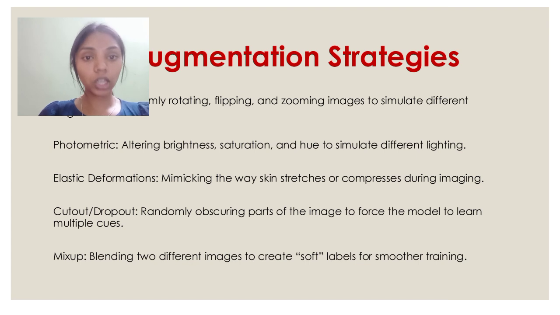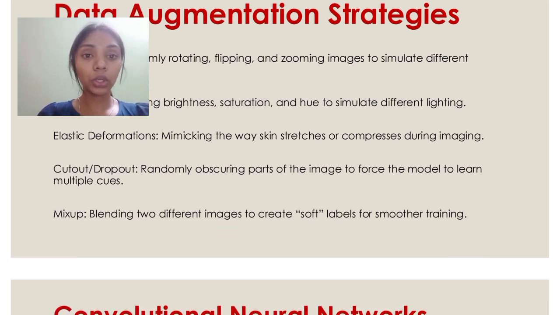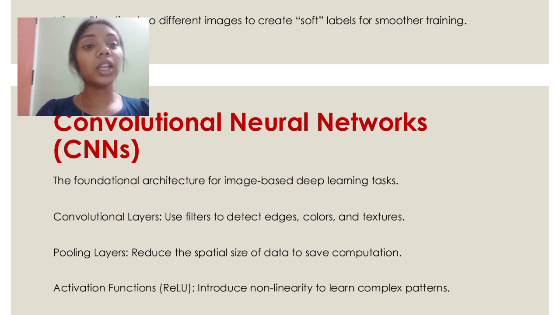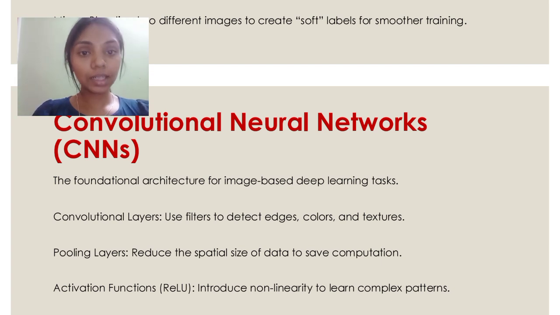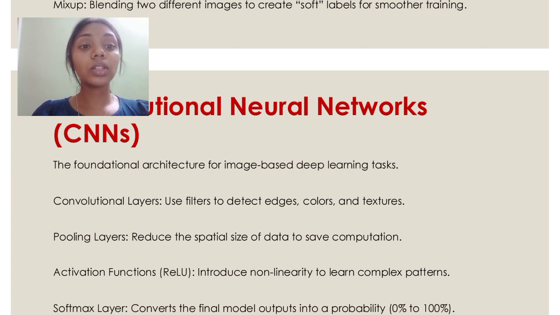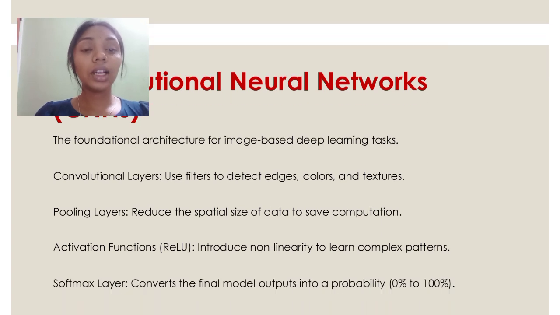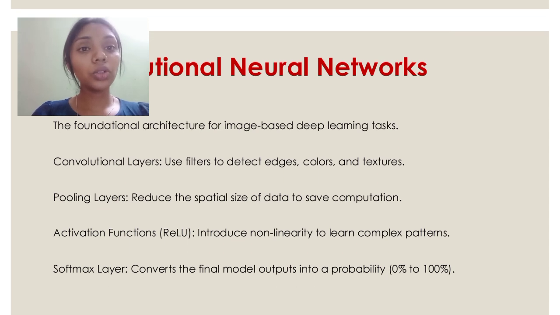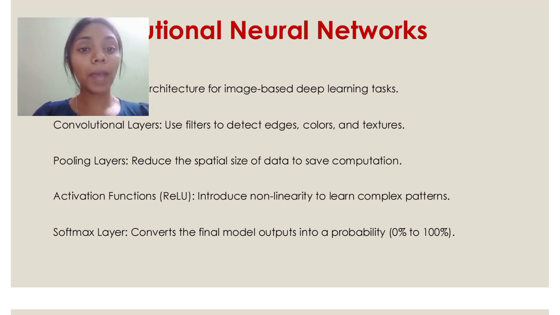And then is cutout dropout, randomly occluding patches of the image, which forces the model to learn multiple cues. The next slide is convolutional neural networks, the foundational architecture for image-based deep learning tasks. Convolution layers use filters to detect edges, colors, and textures. Pooling layers reduce the spatial size of data, which saves computation. Activation functions introduce nonlinearity to learn complex patterns.